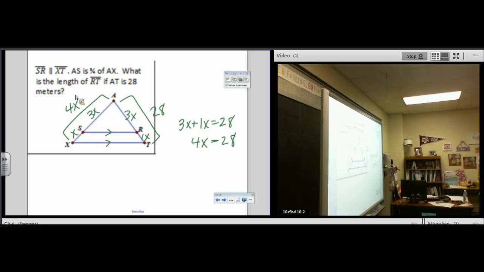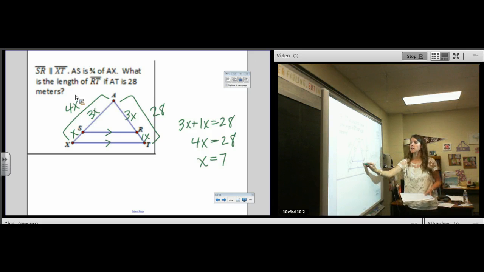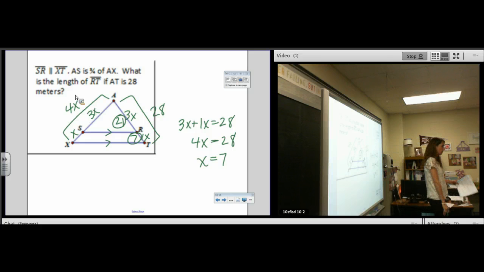Which one was this? D2. Okay. So obviously 28 divided by 4. X equals 7. X is 7. Oh, and it didn't want AR, it wanted RT. Sorry. So X is 7, so this is 7. If we needed to know the other one, it's 21, right? Because 3 times 7, you plug it into both spots.